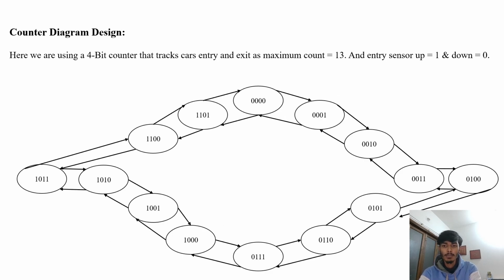Since our maximum capacity is 13, a 4-bit counter is enough because it can count up to 15. This makes the hardware simple and efficient without needing extra bits. Here we show how the counter moves through binary states. Every car entry pushes the count forward and every exit brings it back. This binary sequence is what the comparator uses to detect when we have reached capacity.